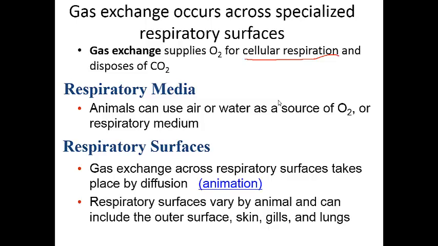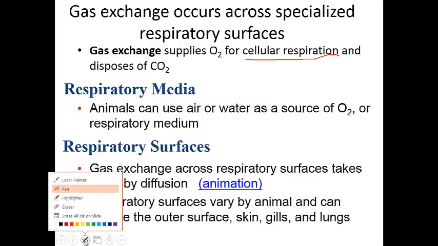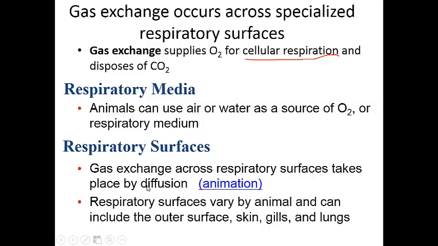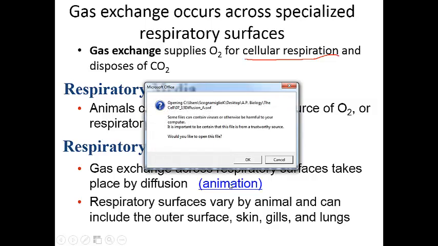Gases are going to move into or out of an organism through the process of diffusion. In diffusion, gases move from areas of high concentration to areas of low concentration, or we say that they are moving down their concentration gradient. Here we see a short animation on the process of diffusion.